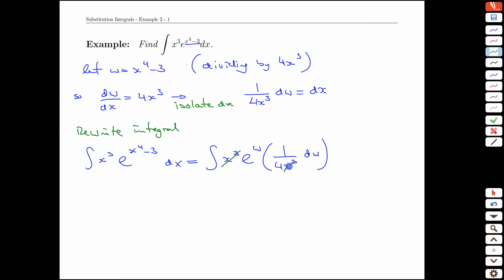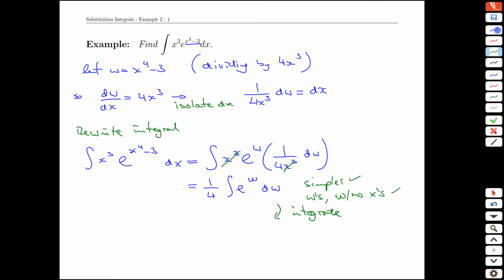Perfect. We can cancel our x cubeds, and we end up with 1 over 4 integral of e to the w dw. And this part we can simply integrate, but we just confirm that yes, this is simpler than what we started with, and it's w's, and it has no x's in it. We've completely removed all the x's, so there's no mix of variables. Those are both good, so now we can integrate.